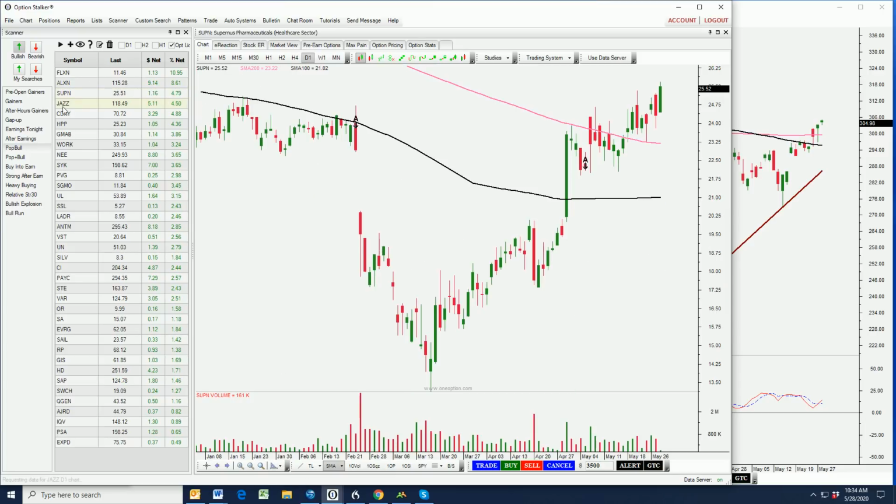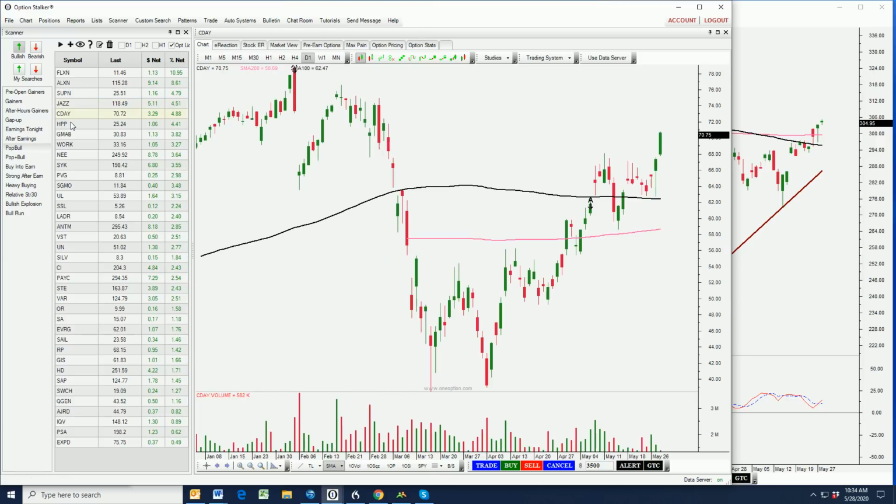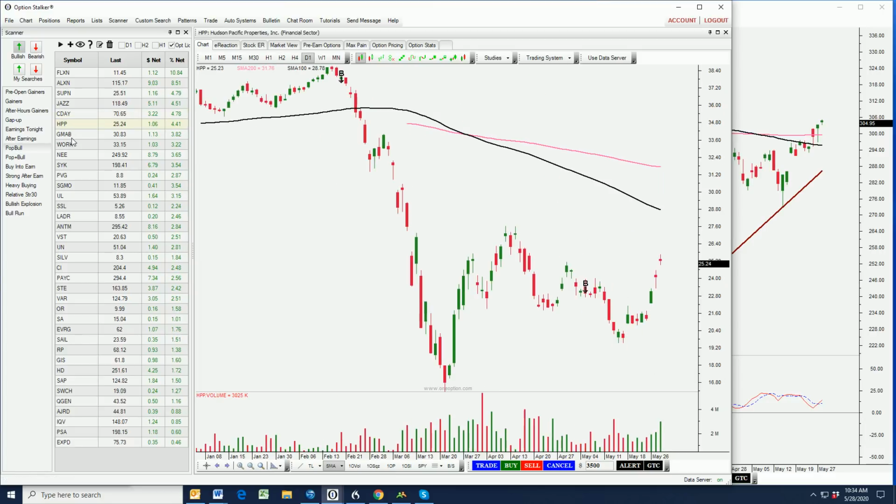Nice little stock trade. Jazz is a biotech. Nah, not too interested there. CDAY, really nice breakout through horizontal resistance. You can see the stock is on its high right now. It's above the 100-day moving average, which provided nice support. These are all coming off of a search I call Pop Bull. Very, very good search. Don't like this too much, too gappy, not enough follow through. I mean, it's through this downward sloping trend line right here, but no, I'd avoid that one.